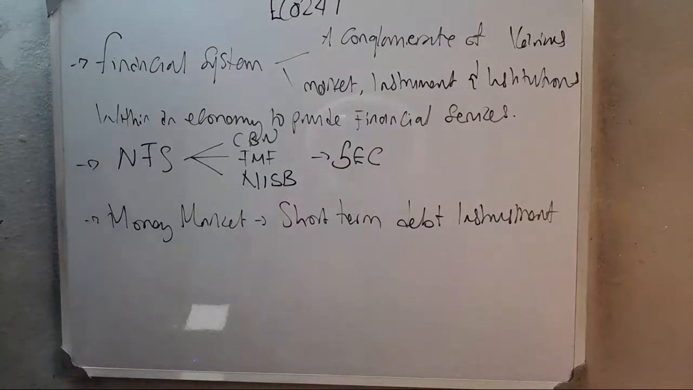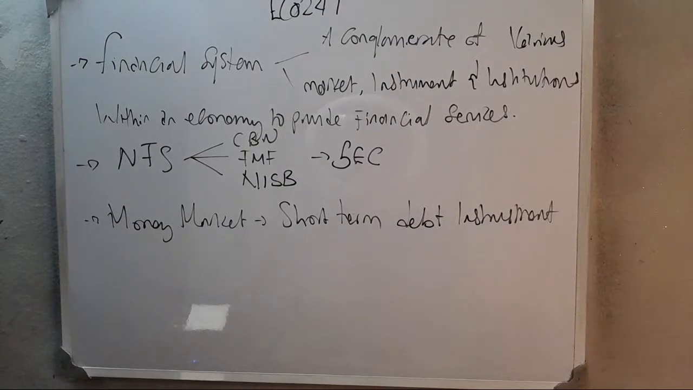The primary objective of the money market is to raise short-term funds for the deficit sectors of the economy from the surplus sectors. It's just to balance things: get from where there is surplus and make it up for the deficit part of the economy.